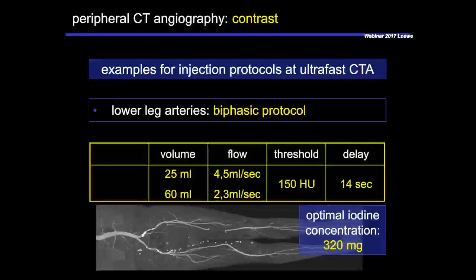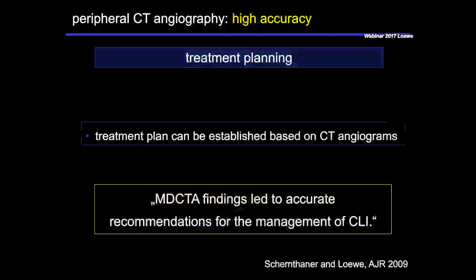We are starting with a small amount of contrast with a high flow rate, and after one-third of the total contrast amount, we are reducing the injection speed by 50%, and this really helps to end up with a very homogeneous, bright, and stable enhancement during the entire imaging volume. And it has been shown that CTA using such a protocol can really be used to set up treatment recommendations and to plan the treatment in patients suffering from critical limb ischemia.